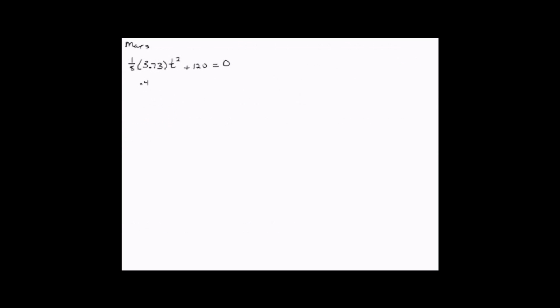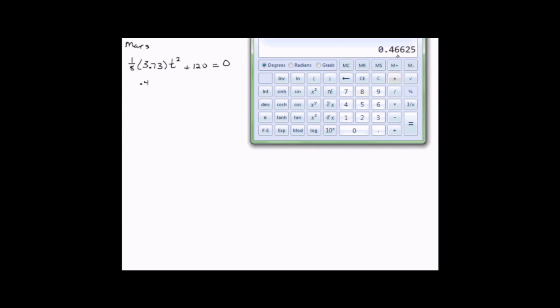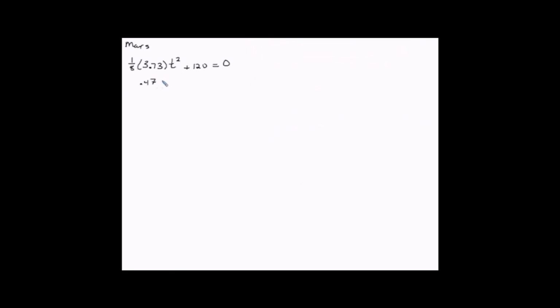So I have 0.4. How much did it say to round to? Hundredths. Okay, so 0.47, sorry, 0.47 t squared plus 120 equals 0. I want to get rid of that 120. So I have 0.47 t squared is equal to negative 120. I don't have a b term. Let me just double check this. Yep, see, no t.